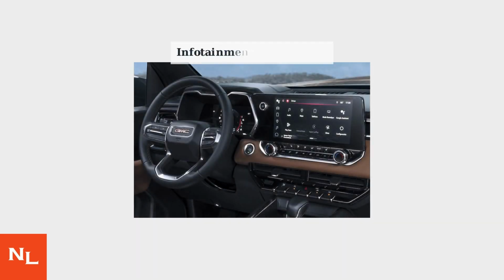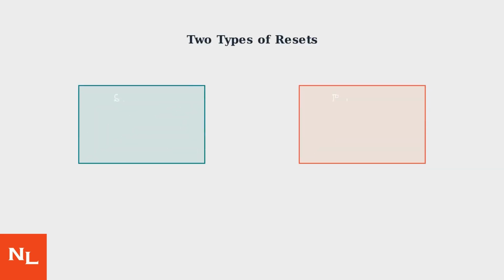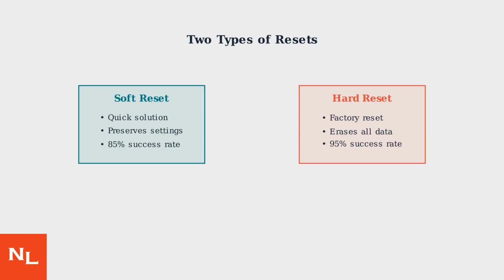GMC infotainment systems are essentially computers built into your vehicle. Like any computer, they can sometimes freeze or become unresponsive, requiring a reset to restore normal function. There are two primary types of resets available for GMC infotainment systems: soft resets and hard resets. Each serves different purposes and has different effects on your system.